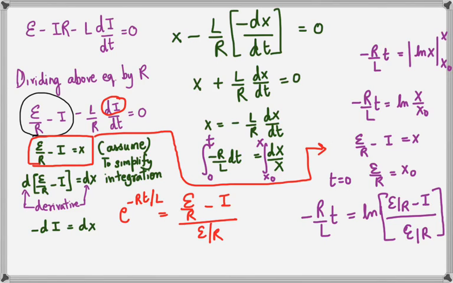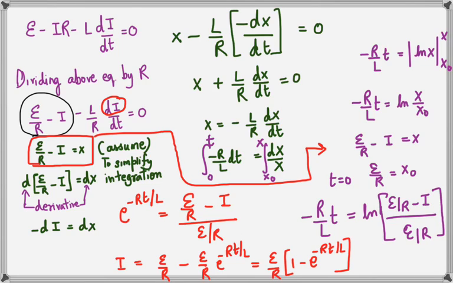Take the exponential because our aim is to get the solution of the equation and get an expression for current. We rearrange the equation for I, and E by R is common, so we take that out. So we get I is equal to E by R in brackets 1 minus e to the power minus Rt over L.